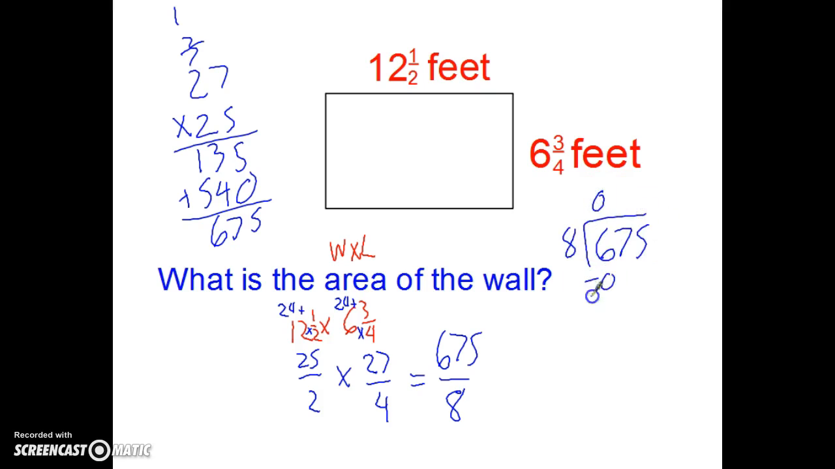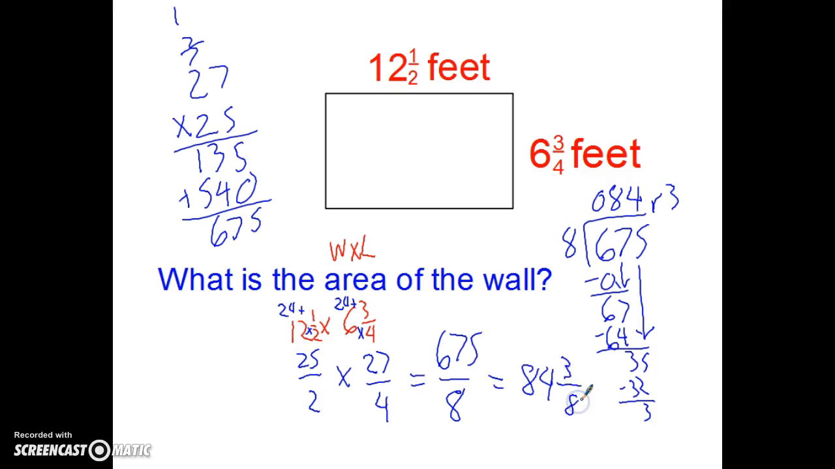No 8s into the 6. Into 67, how many 8s? 8 times 8 is 64. Bring down my 5. 8s into 35 would be 4. 4 times 8 is 32. Subtract, I get a 3. So my answer would be 84 and 3/8.